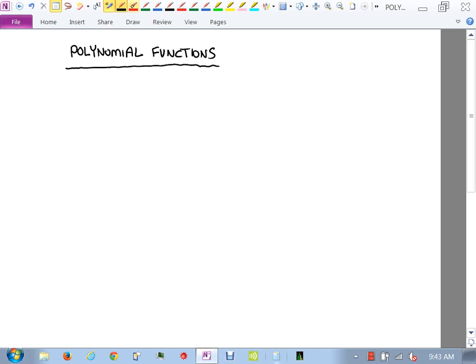And to define them, I'll ask you to remember the two types of functions we already know. The first one was linear. Linear functions look like this: f of x equals mx plus b. An example of this would be f of x equals 3x minus 7. That's a linear function, right?